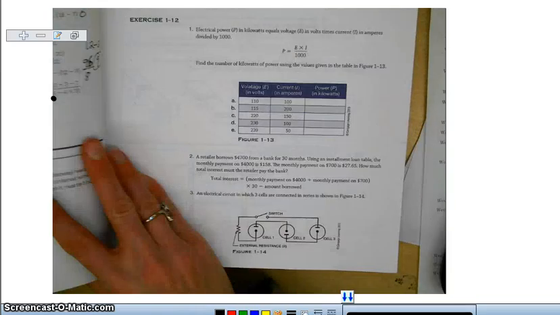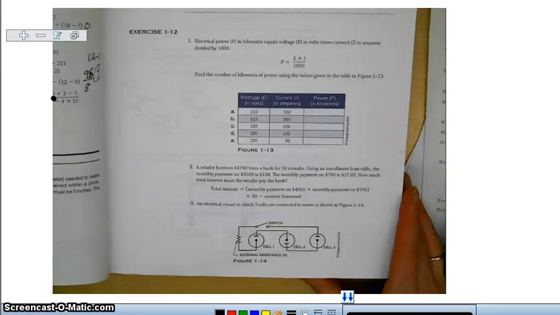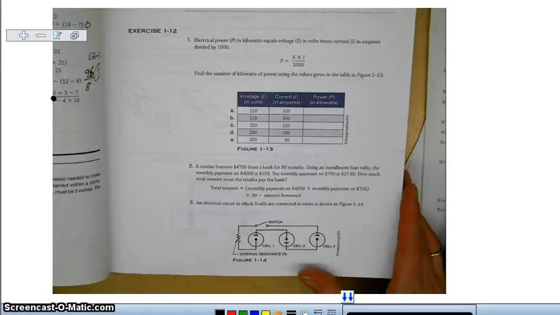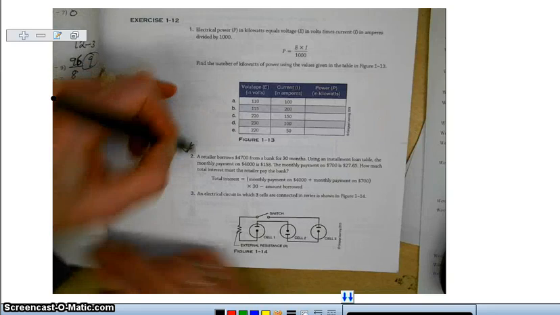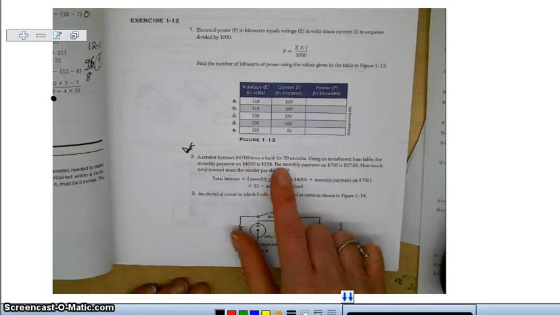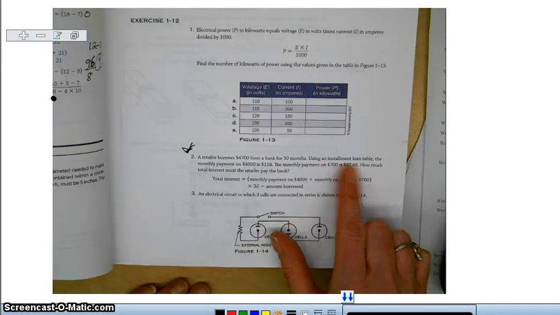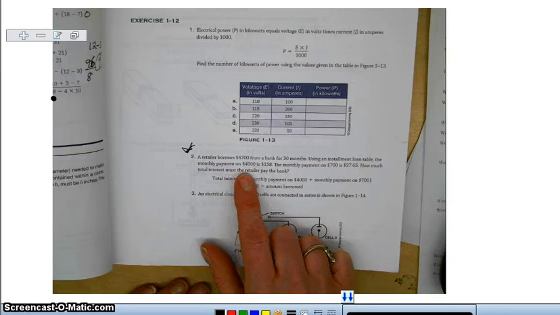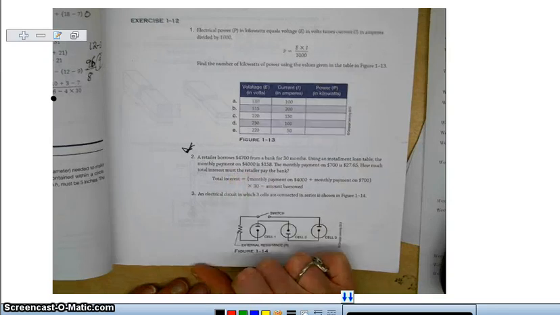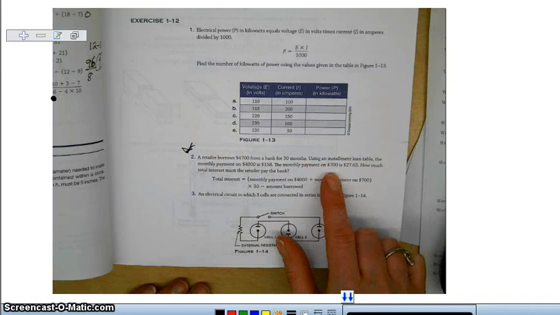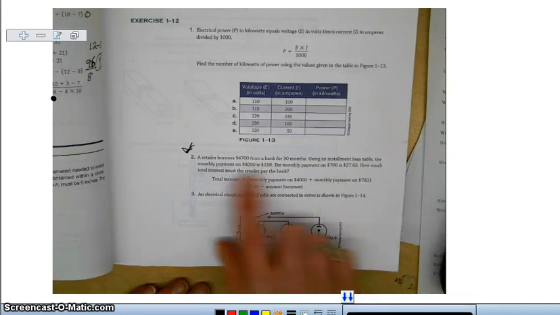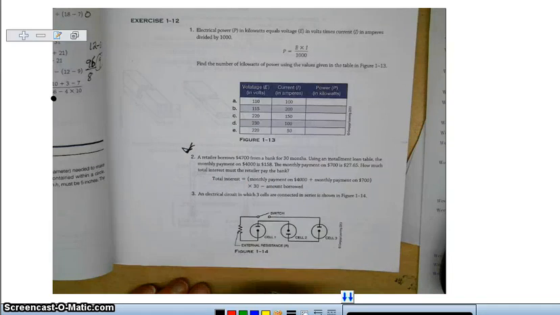All right, so the last thing we're going to do is just look at a word problem here. Let's take a look at number 2. A retailer borrows $4,700 from a bank for 30 months. Using an installment loan table, the monthly payment on $4,000 is $158. The monthly payment on $700 is $27.65. How much total interest must the retailer pay the bank?